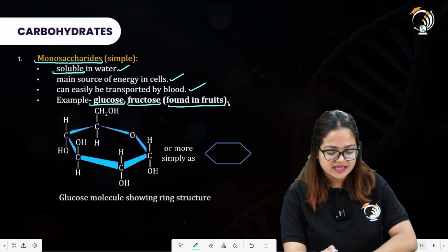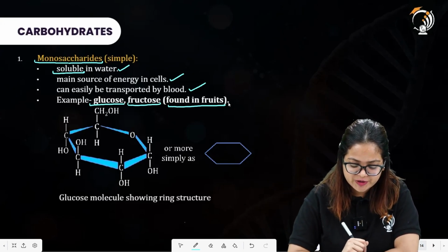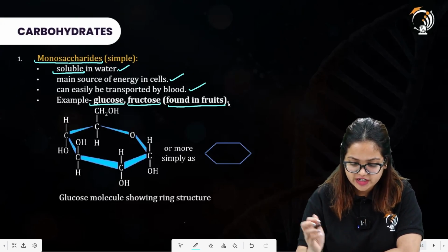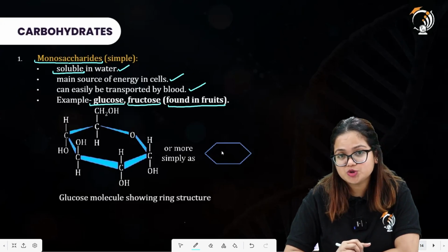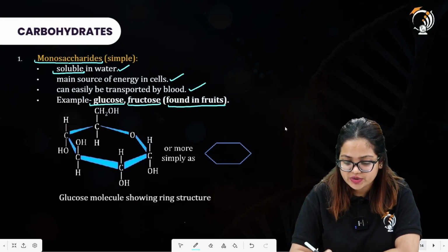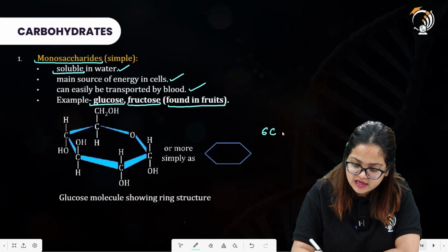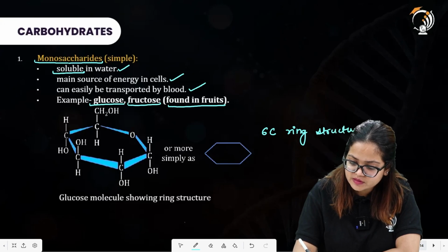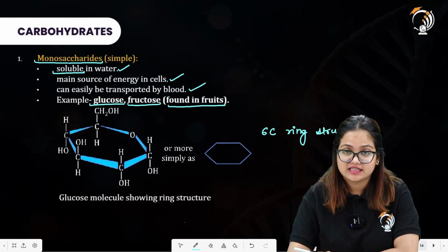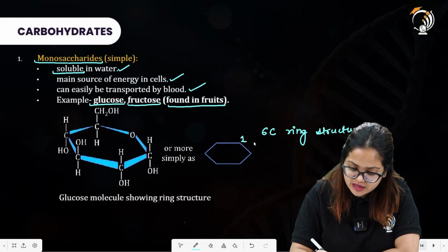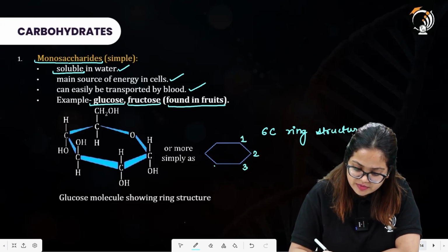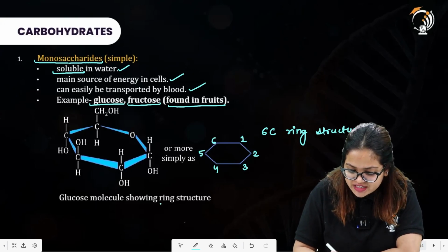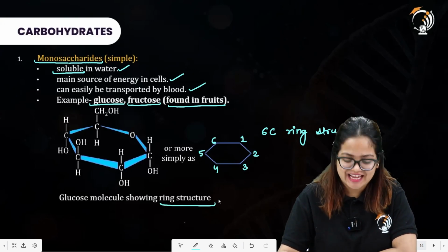We have the diagrammatic representation here of glucose, which has a ring-like structure. You can simply denote the glucose molecule as having this ring-like structure. You can also call this a 6-carbon ring structure. And how do we calculate it? Here we have the first carbon, second carbon, third carbon, fourth, fifth, and the sixth carbon. So the glucose molecule showing a ring structure is represented in this diagram.